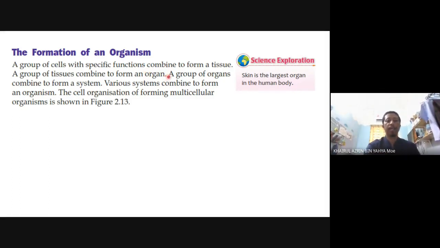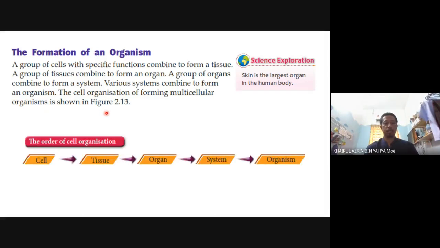This one. Okay. And then a group of organs. Organ kalau banyak pula, group of organs combine to form a system. Various systems combine to form an organism like human, macam manusia. Okay. The cell organization of forming multicellular organism is shown in figure 2.13. So this is the order of cell organization. We start with cell, and then cell combine become tissue. Tissue combine become organ. Organ combine and then become a system. So system, we have various systems combine, become organism, benda hidup.